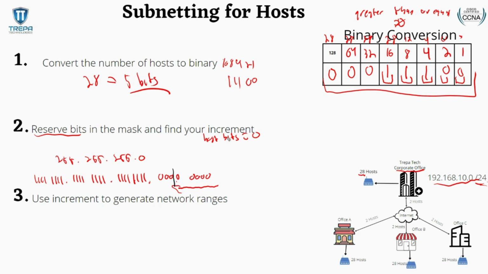Well, what are we going to do with the rest of those zeros? We're going to flip those to network bits, okay? And now that we flip them to network bits, we have found our new subnet mask, guys. So our original one is 255.255.255.0/24. Our new subnet mask is going to be a /24, 25, 26, 27.